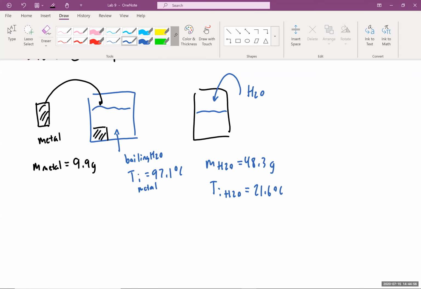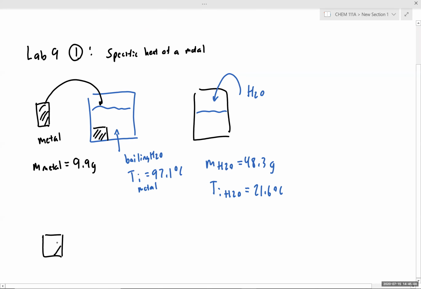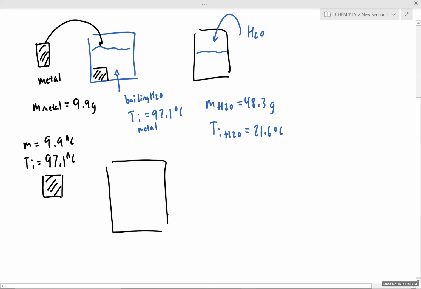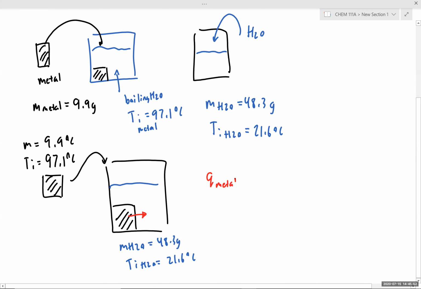So now what we're going to do, after preparing our metal sample, is take our metal, which is at 97.1 degrees Celsius, and we know that the mass is 9.9 grams, and transfer it into our calorimeter that contains a mass of water of 48.3 grams with an initial temperature of 21.6 degrees Celsius. So after transferring our metal block to the water, what's going to happen? Heat is going to flow from our metal block into our water. So we know that the Q metal is equal to -1 times the Q water.